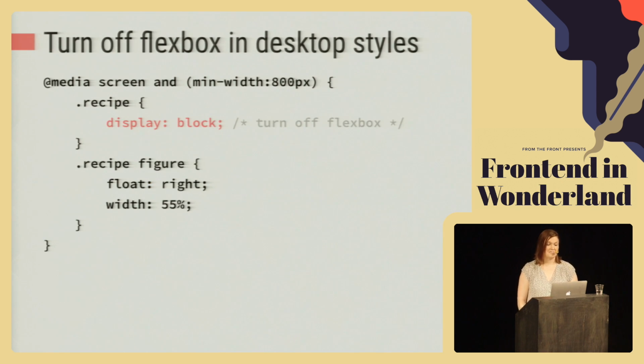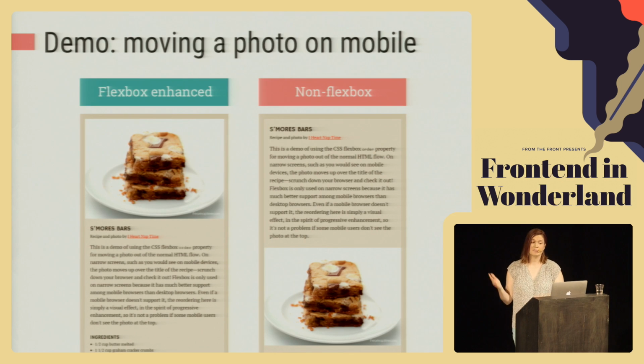On the desktop view, I just turn off Flexbox by setting the recipe's display back to block. That puts the image back in the normal flow, where I can then float it to the right beside the ingredients list. So there's no concern about Flexbox support on desktop, since I'm not using it there, and any mobile browsers that don't support it will simply see the image before the ingredients.